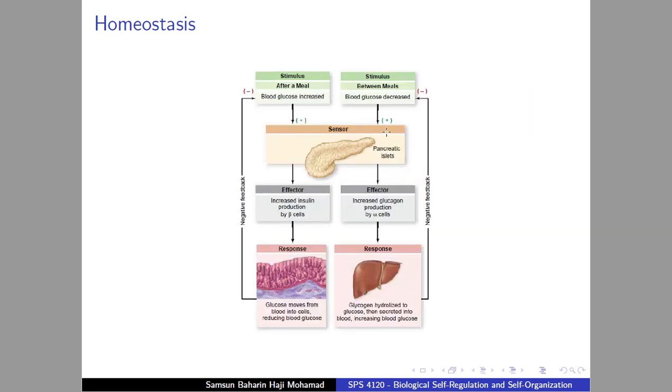Okay, so these are again the same. These are our pancreas. If it is after a meal, the blood sugar increases, and the pancreas sensor increases insulin production by beta cells. So glucose moves from blood into cells, reducing the blood glucose. Between meals, the glucagon production of alpha cells increases, so glucose is released into the blood, increasing the blood glucose. This is to keep the glucose level the same at all times in our body.